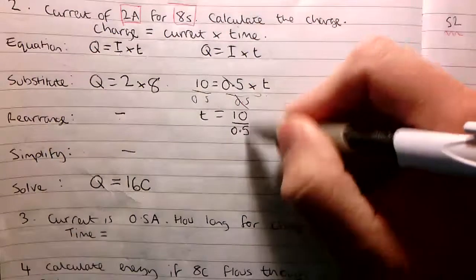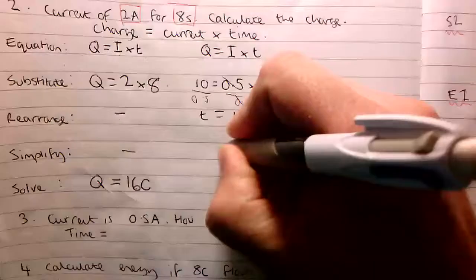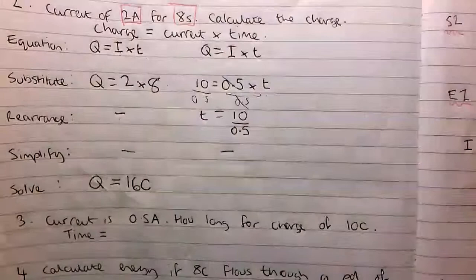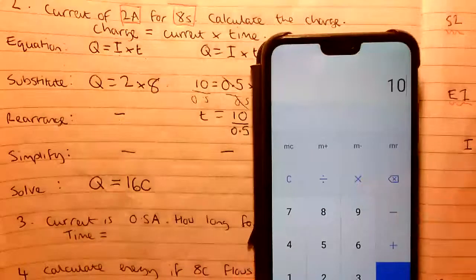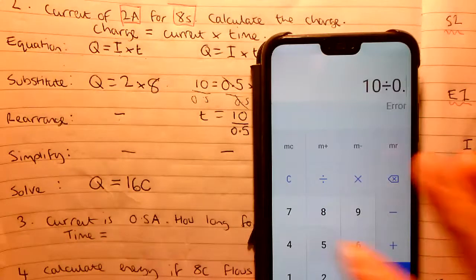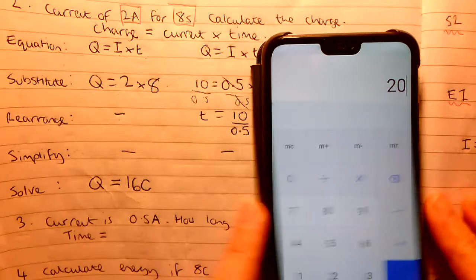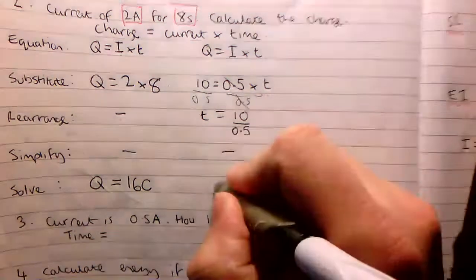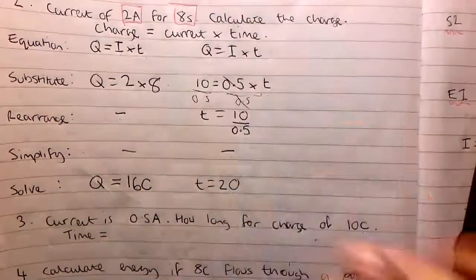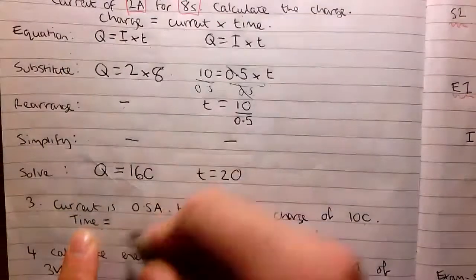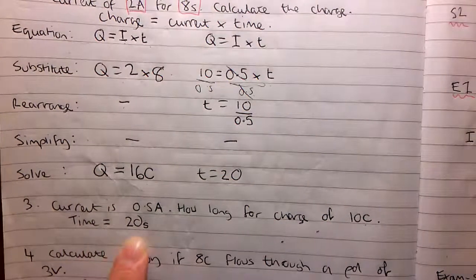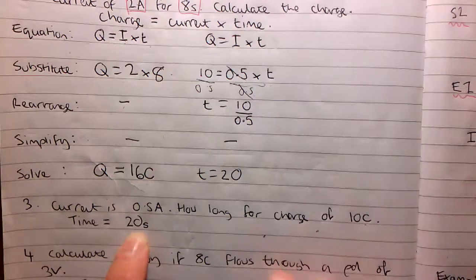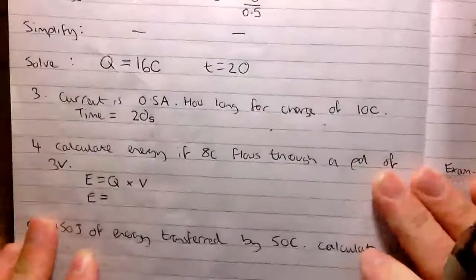Do I need to simplify it? No, it's already as simple as it needs to be. And just to show, I obviously can do this in my head, but you are allowed to use a calculator here. All I need to do at this stage is 10 divided by 0.5. The answer is 20. So I've worked out my answer is t equals 20. So down here where the question was, I'm going to put the time was 20. It's time, so I measure it in seconds. It's always important to put the unit on there as well in science to make sure we know what we're actually talking about.